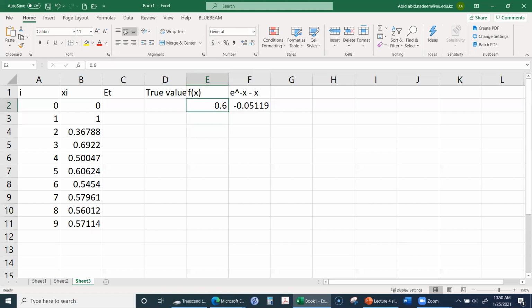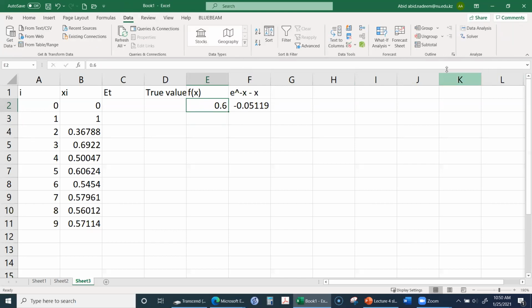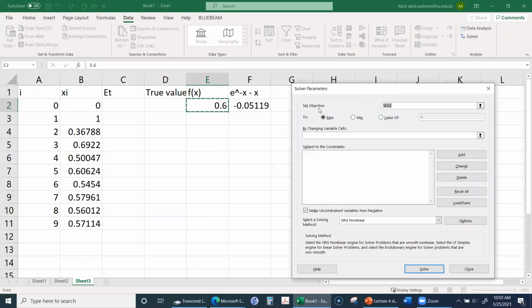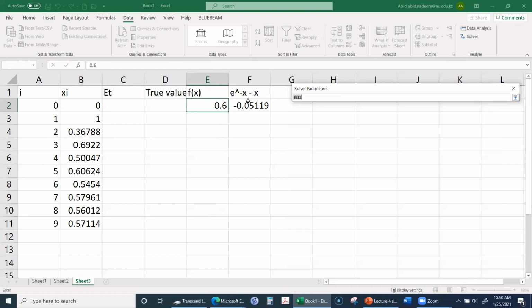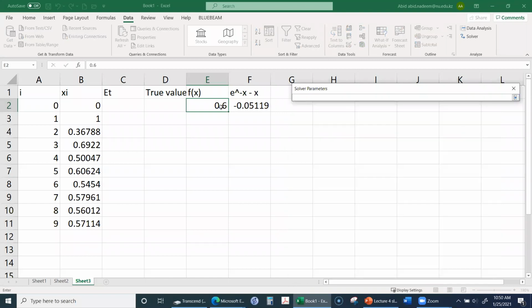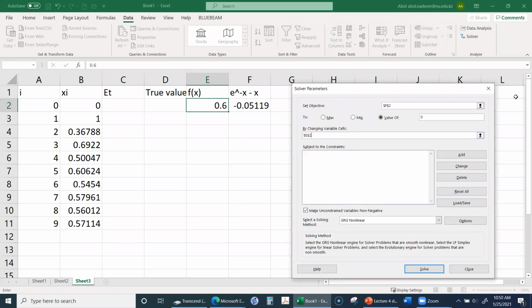However, we can use Microsoft Excel's Solver add-in. So for example, under Data, here I have the Solver add-in installed in Microsoft Excel. In the Solver, I can now specify the objective. So what is the objective? The objective is this value. The objective is this function I must make equal to 0, by changing the values of this function.